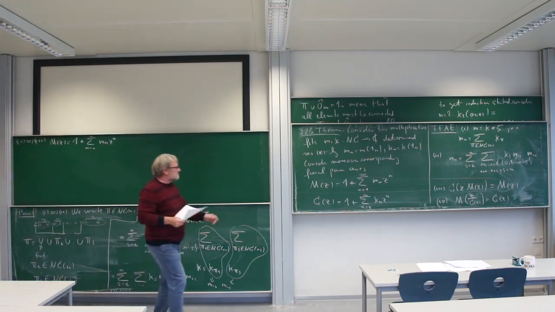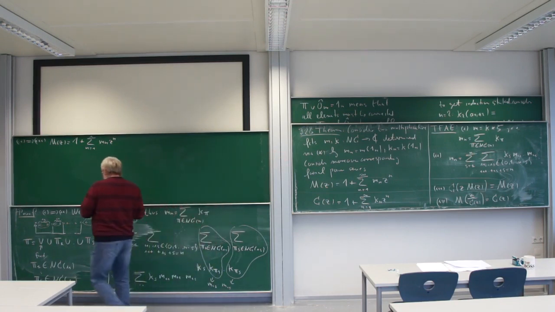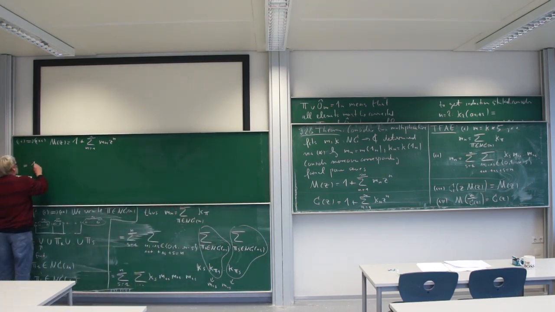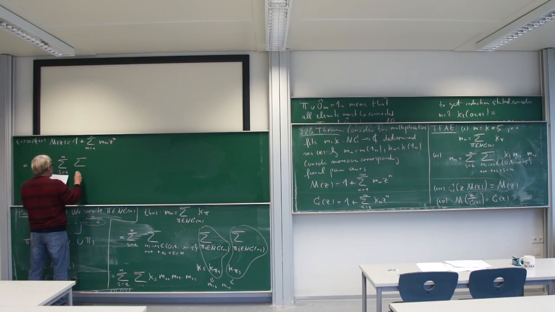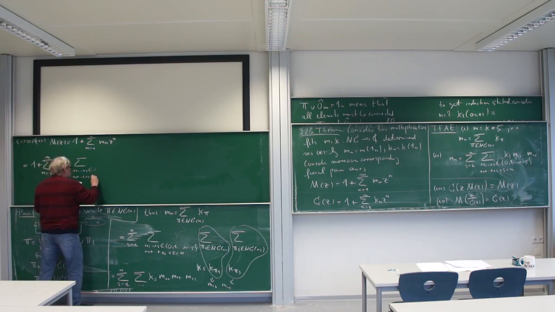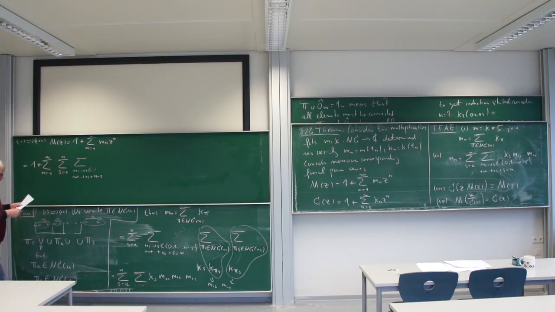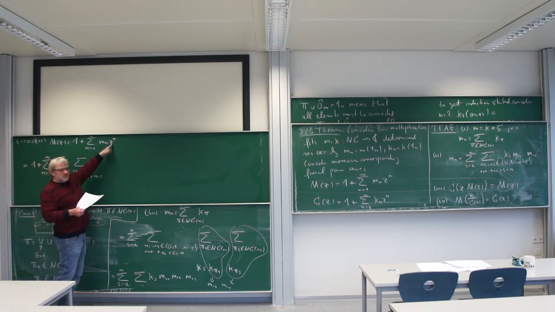Okay, now I'm plugging in for my m_n my recursion formula. So what I get here is 1 plus, I still have this sum over n from 1 to infinity. And for m_n, I'm plugging in this formula. So what do I have? I have the sum over s from 1 to n, then I'm summing over the i's, i_1 up to i_s, satisfying the constraint that i_1 plus and so on plus i_s, plus s, is n. Good. And then what is my contribution? I get the product of kappas and m's, and of course I multiply with z to the n.